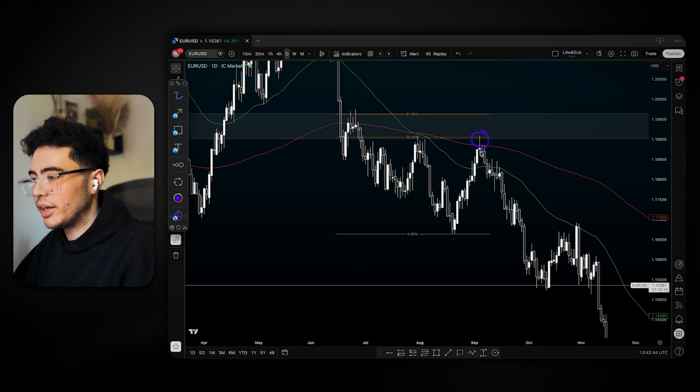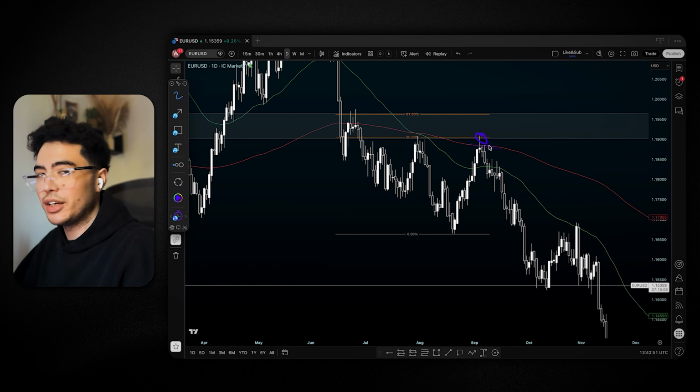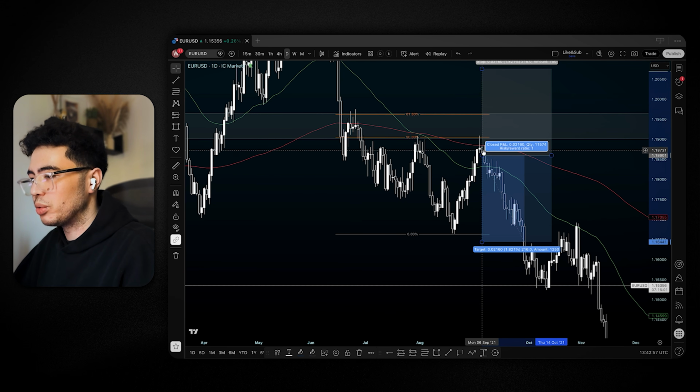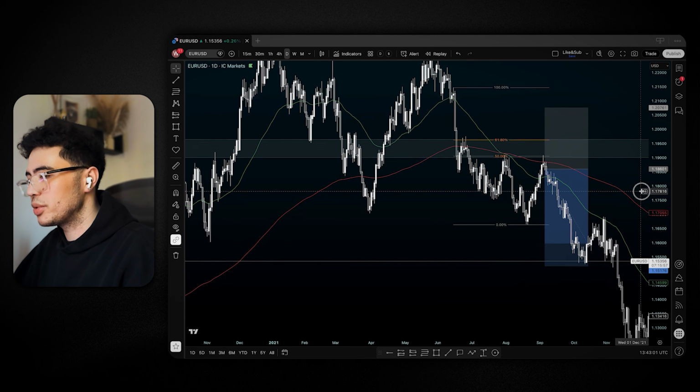So we see this wick. Now we also have this 200 moving average acting as dynamic resistance. So that's two things. We've got the wick, we've got the fib, and actually three things. We've got the moving average. Then what we need to see is a bearish candle. So we've got the bearish candle right here. So we can enter, and then we need to start thinking about our stops and take profits.